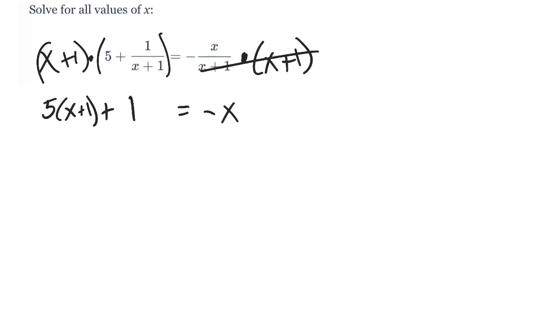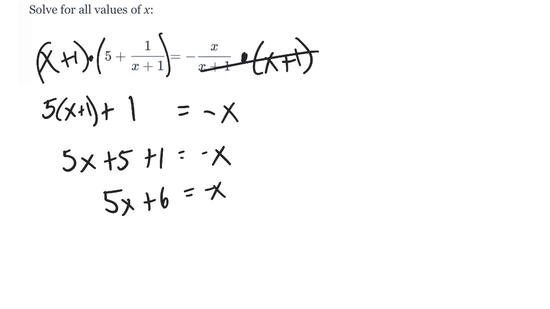All right, so now we don't have any fractions left over. We're just going to go ahead and distribute the 5, make it 5x plus 5 plus 1 equals negative x. Combine everything on the left side. I have 5x plus 6 equals negative x. I'm going to want to go ahead and add x to each side. Now I'll have 6x plus 6 equals 0. I'm going to subtract 6 from each side.